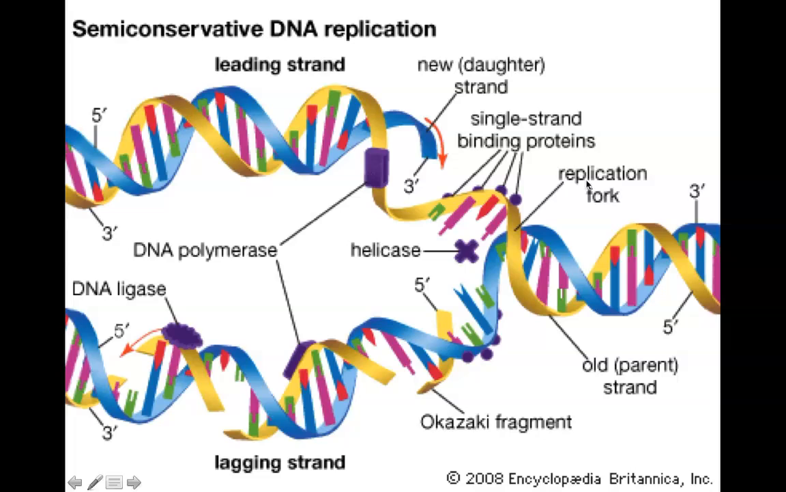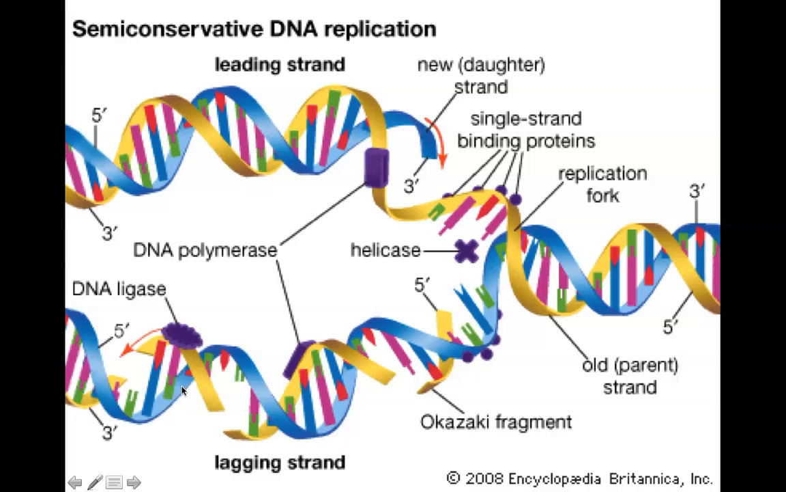So here's another way to look at it. Okay, here's my replication fork. Here's helicase coming in, breaking those hydrogen bonds. This side, running from 3 to 5, is my leading strand. We're going in the right direction. So primase comes in, it's going to add a little RNA primer, and then we're going to use DNA polymerase to keep adding new nucleotides until I get to the other end.